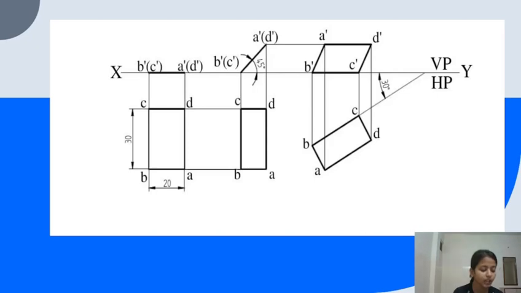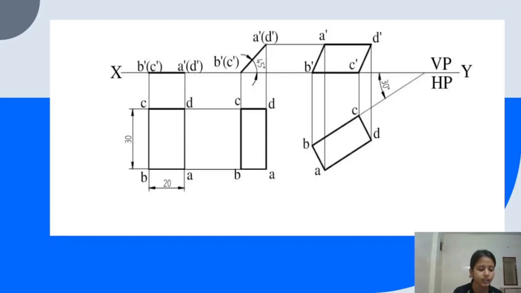Imagine rotating the rectangle so that the surface makes an angle of 45 degrees with HP. The height of the tilt can be calculated using trigonometry. Height equals longer side length into sine 45 degree, equals 30 mm into 0.707, equals 21.2 mm. Draw the front view showing the rectangle inclined at this height.